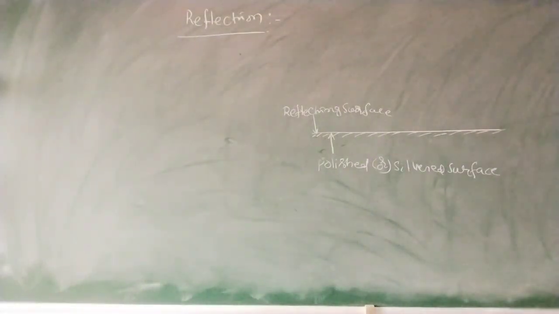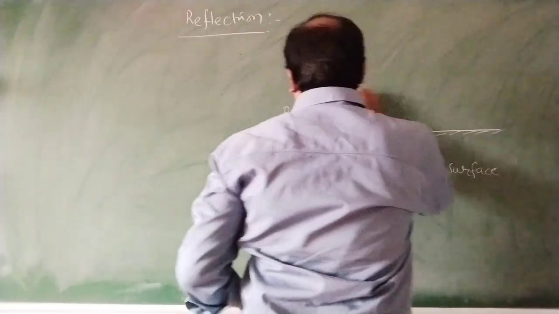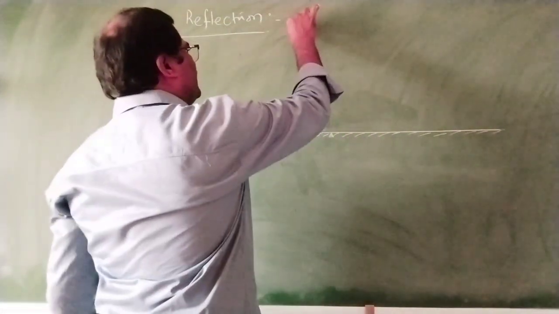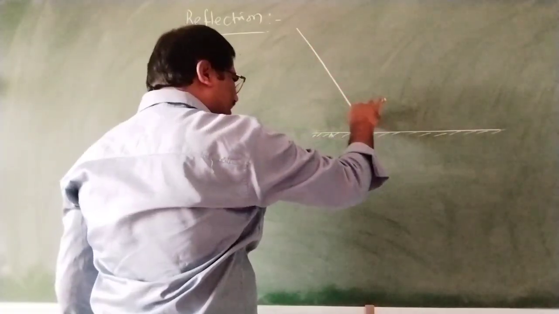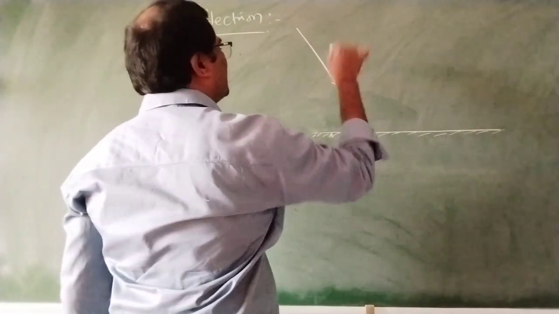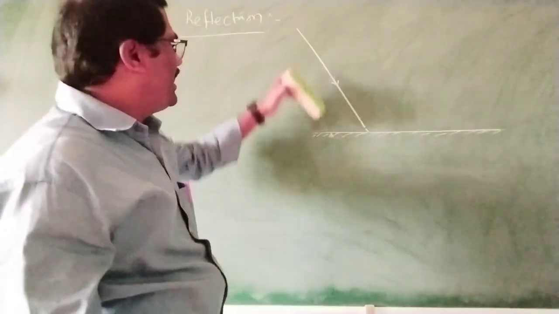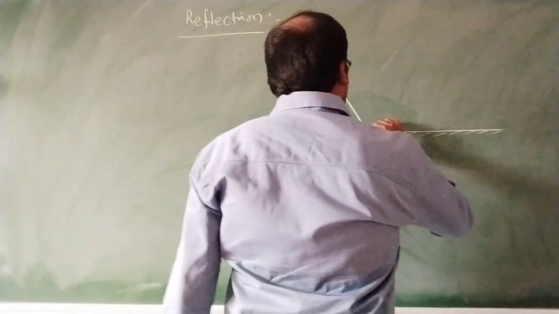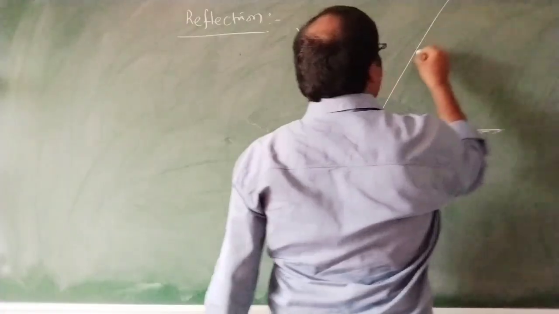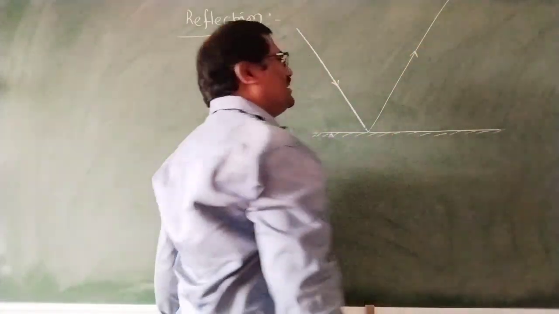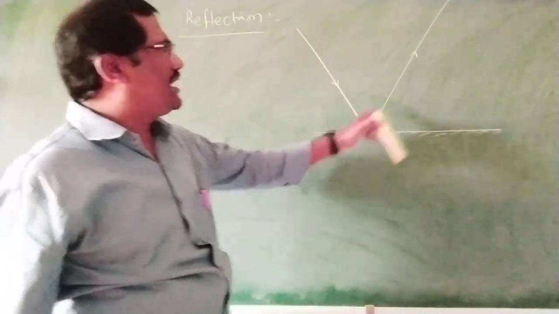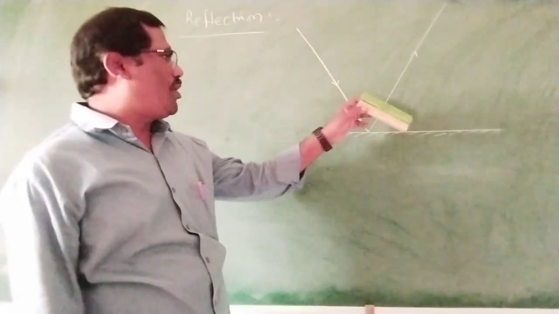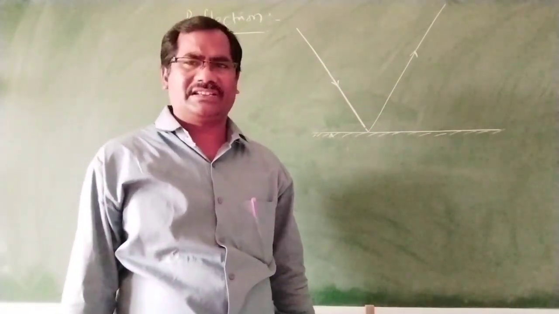Now, this is the light ray incident on the reflecting surface. A ray of light incident on the reflecting surface goes back into the same medium. Some of the light goes back into the same medium. This property is known as reflection.